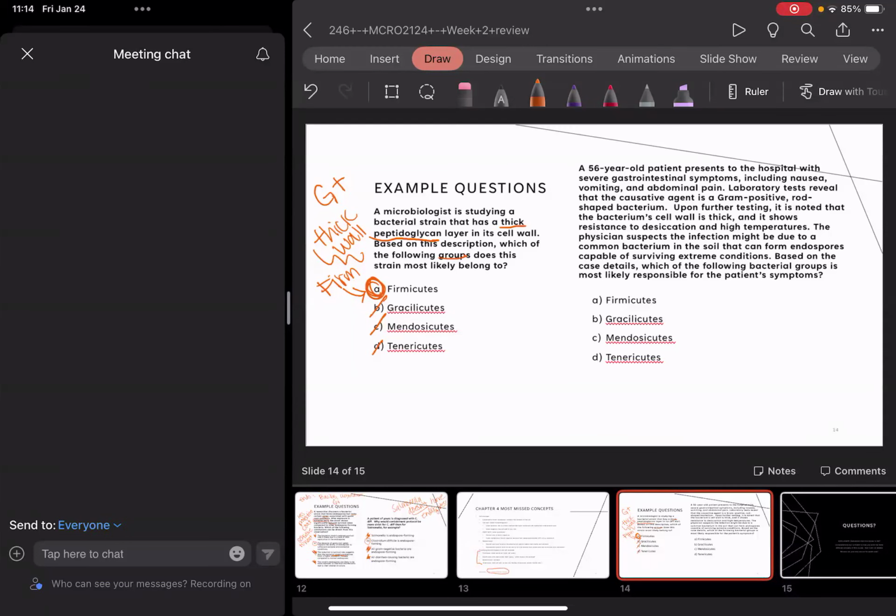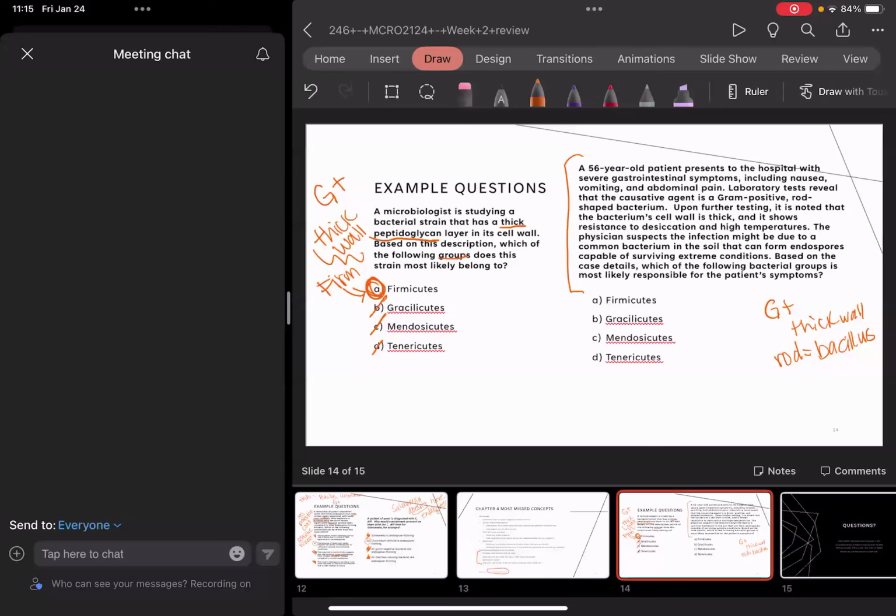Here's a whole lot more words. A 56-year-old patient presents to the hospital with severe GI symptoms, including nausea, vomiting, and abdominal pain. Tests reveal that the causative agent is gram-positive. So if it's gram-positive, again, we know it has a thick peptidoglycan wall. It happens to be a rod, which another term for that might be bacillus. That's describing the shape of the cell, right? That doesn't mean its name has to be Bacillus. Other organisms can still have the bacillus shape. But if its name is Bacillus, then we're talking endospores, right?